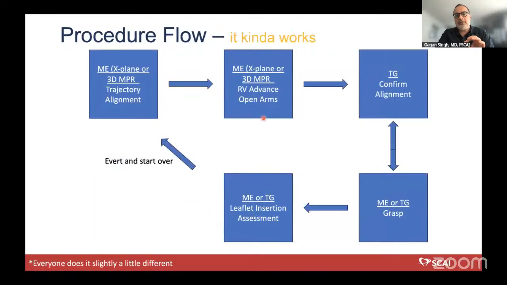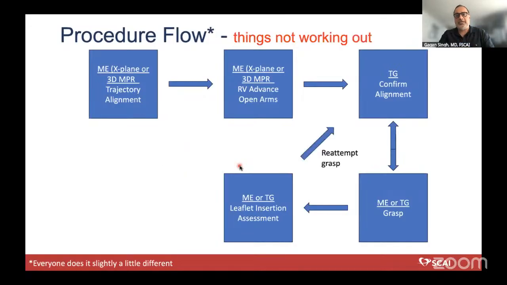Now, again, that's when it all works well. But when it kind of works, like you're having issues with trajectory, grasping, you're not really happy, you could evert, come back, and then start all over. And then you can see how people can fall into this vicious cycle of starting off in the esophagus and going transgastric, esophagus, transgastric, going back and forth. And when things are really tough and you're really having tough imaging windows and you can't really see anything, you fall into this very vicious cycle of just going back and forth, back and forth, back and forth.